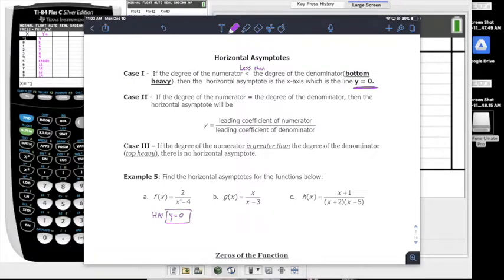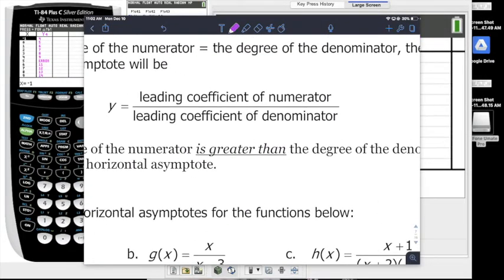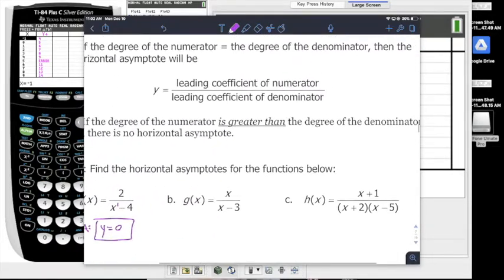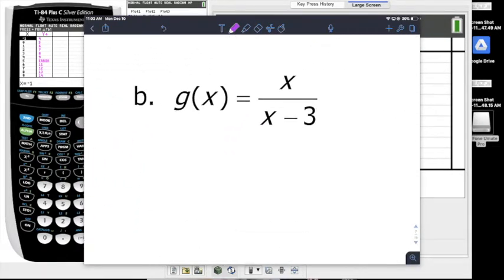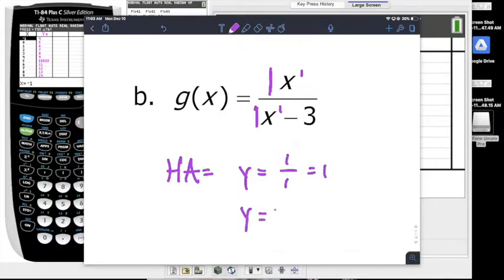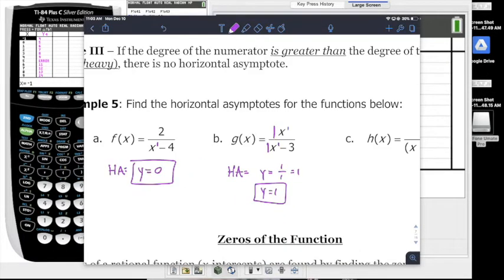Okay, if the degree of the numerator is equal to the degree of the denominator, then the horizontal asymptote will be the ratio of the leading coefficients. You figure out the leading coefficient in the numerator and the denominator, and it's a ratio of those. For example, with example B, you have degree 1 and degree 1. The leading coefficients are both 1 here, so the horizontal asymptote is at y equals 1 over 1, which is 1. So the graph will level off there.